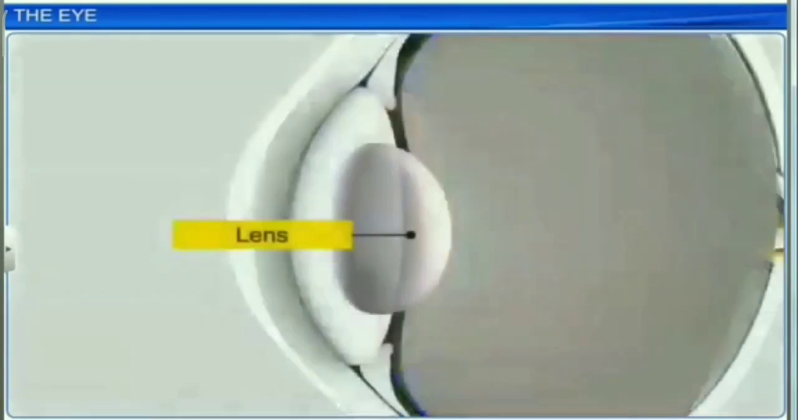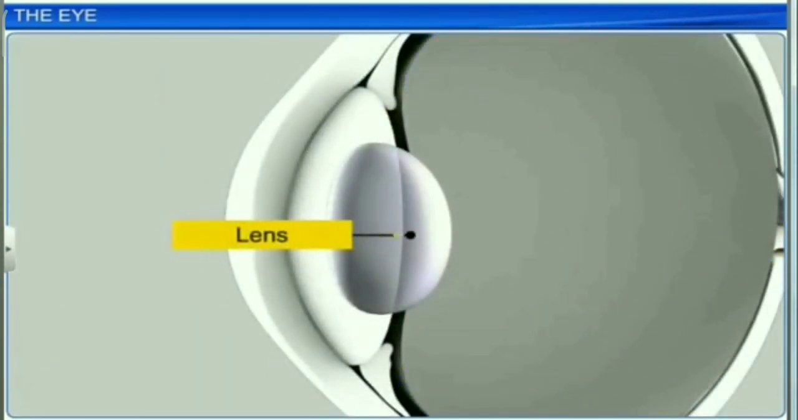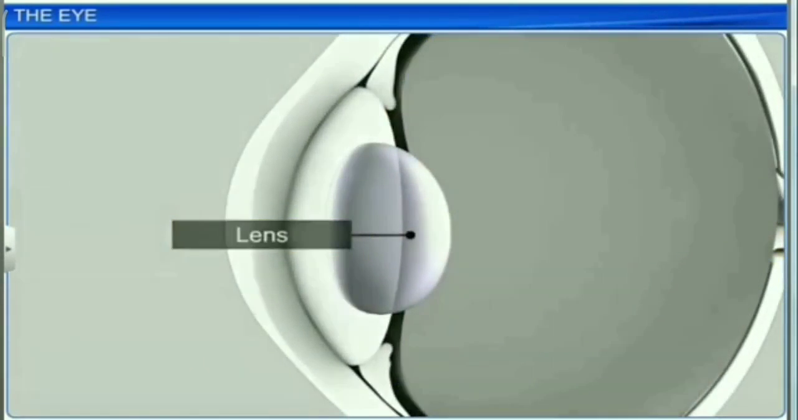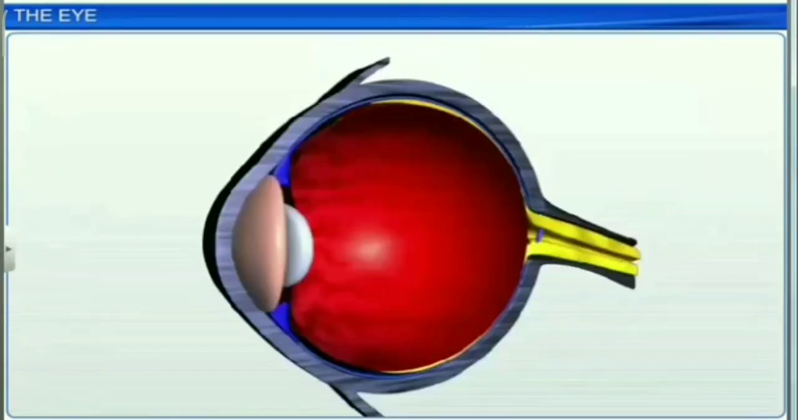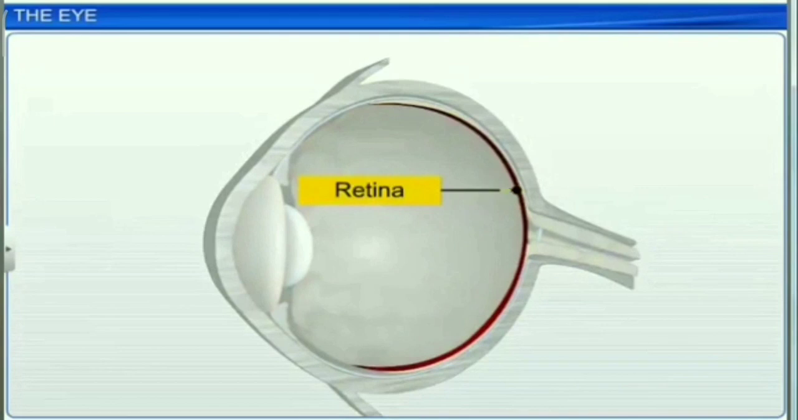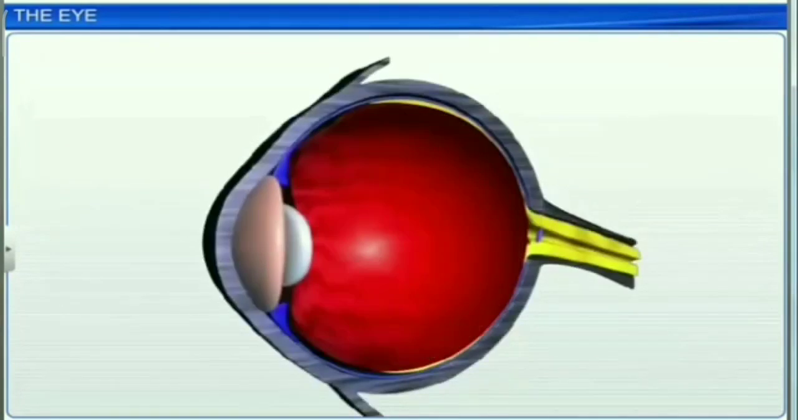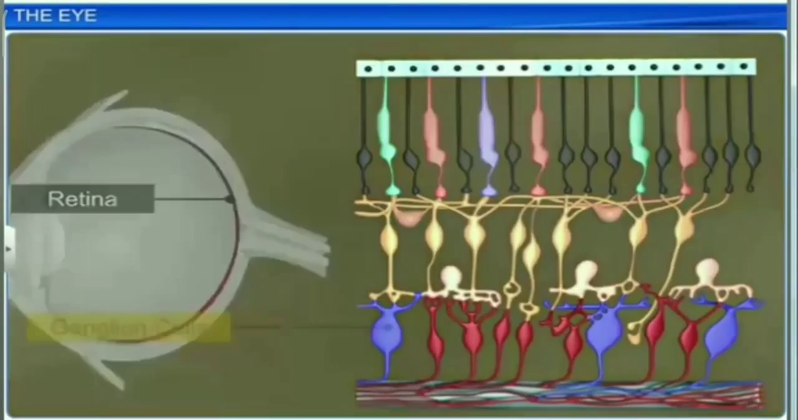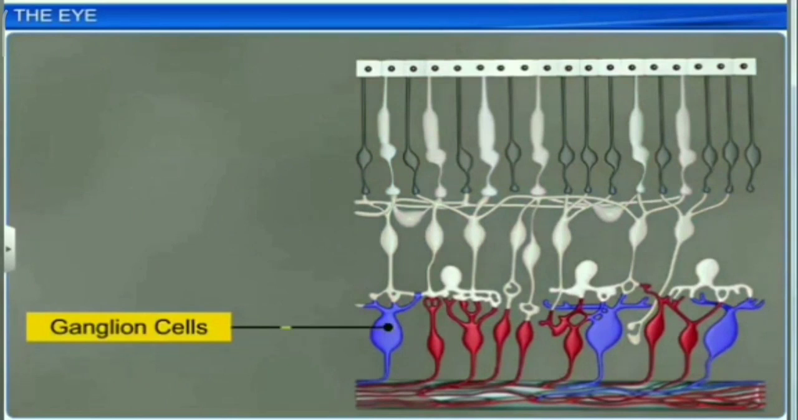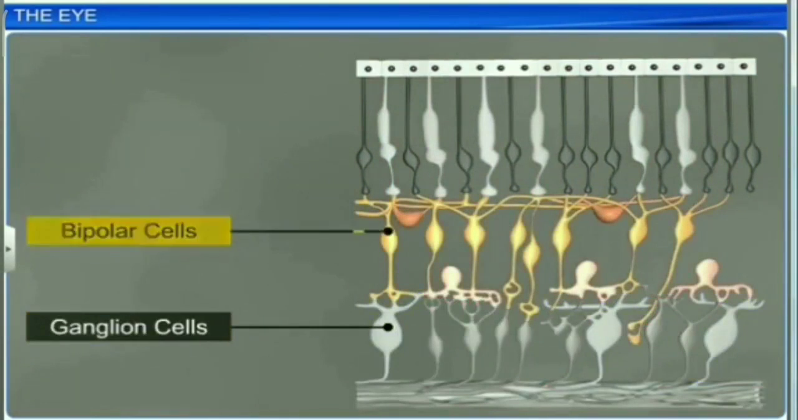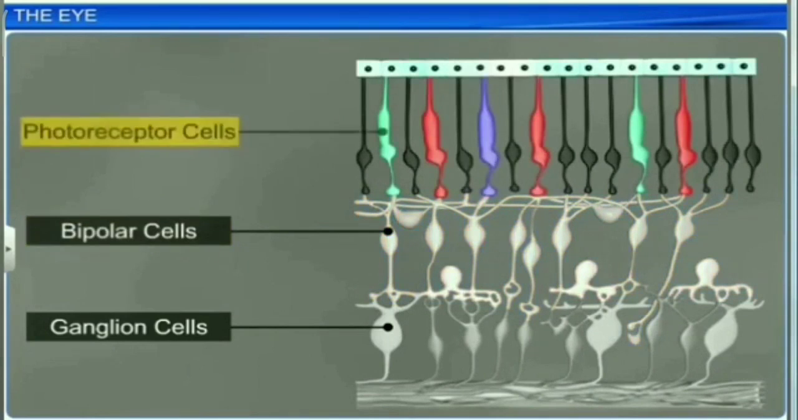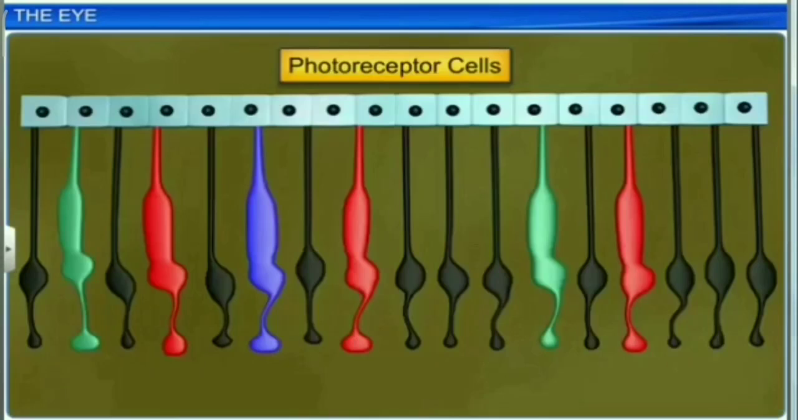Lens. It is a transparent, elastic, biconvex structure. It is suspended in the eyeball by the suspensory ligaments. The third part is retina. It is the innermost delicate part. Innermost nervous part is transparent, made up of three layers, that is ganglion cells, middle layer, that is bipolar cell, and the outermost, that is photoreceptor cells.